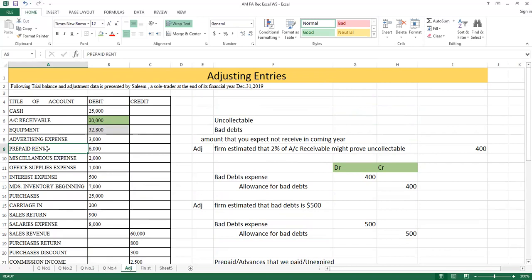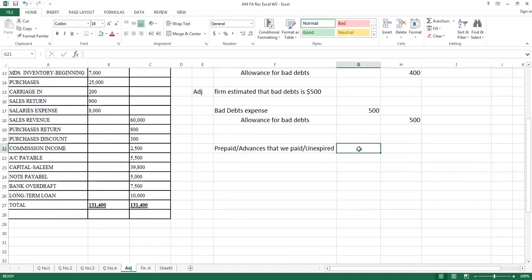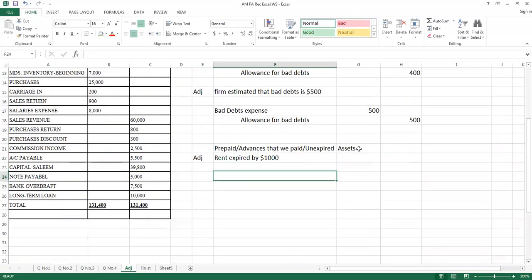trial balance is showing that this business paid rent 6,000 and treated it as prepaid. If the question is using these kinds of words, prepaid, advances, unexpired, so technically these words show assets. Suppose in adjustment, the question is telling you that rent expired by $1,000. So what does it mean?